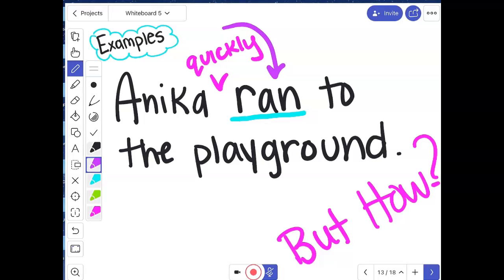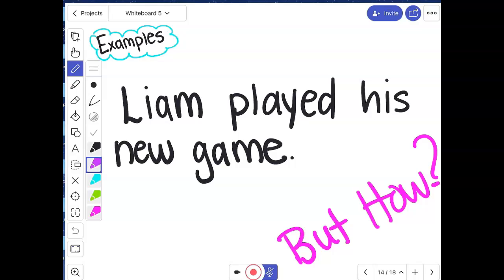Let's look at another one. Liam played his new game. But how did he play his new game? Well, again, the verb is played. So how did he play? Maybe if he was really happy, he played his new game happily or gleefully, or maybe he didn't like his new game and maybe he played his new game begrudgingly. There's lots of different ways Liam could have played this game.